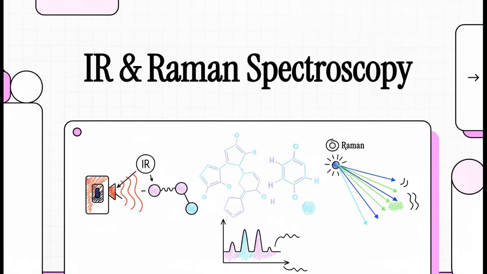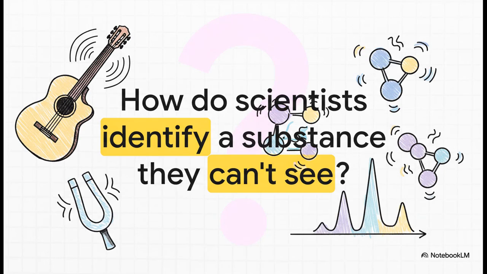Let's talk about the invisible world all around us, the world of molecules. Today, we're going to explore two incredible tools that scientists use to identify pretty much any substance with amazing precision, just by watching how it wiggles. So, how in the world do you identify something you can't even see?